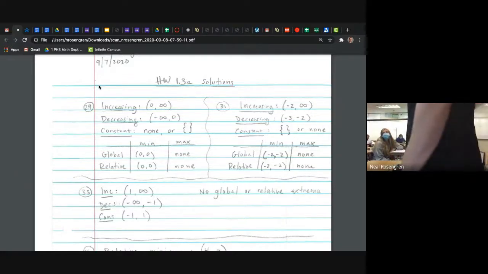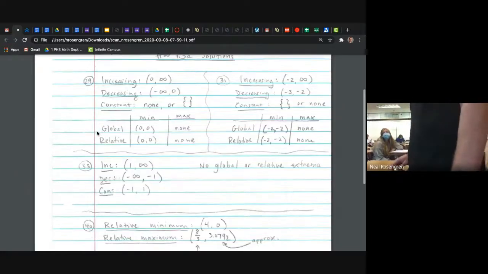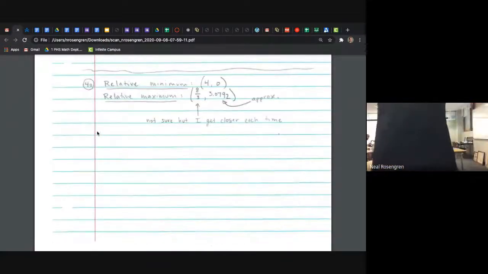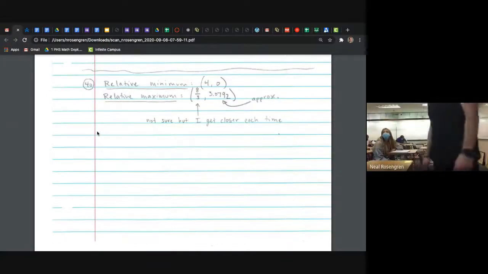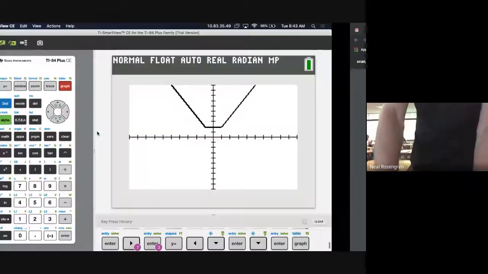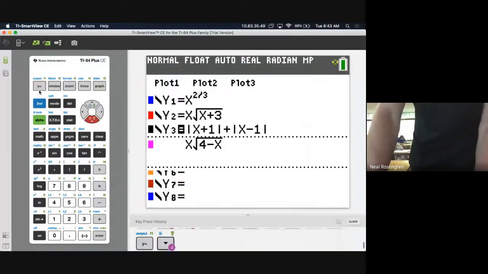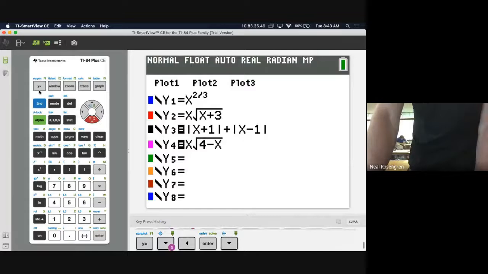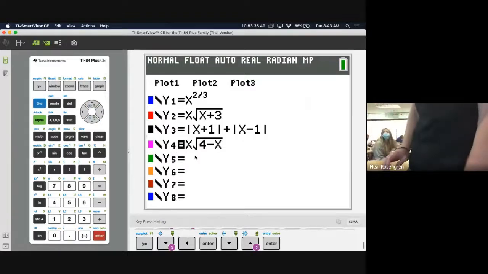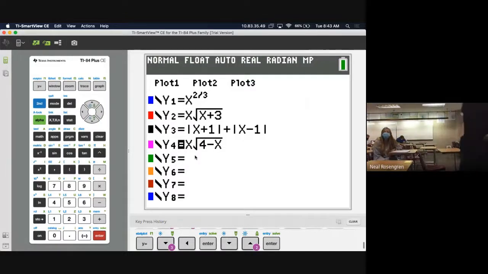Questions on those first three? Those are pretty straightforward. 40 was a little different. I just want to take a second to talk about it. Okay, so let's look at that. Then we'll finish up 1.3. All right, so turn that one on, turn this one off. Now just take a look at that equation first.